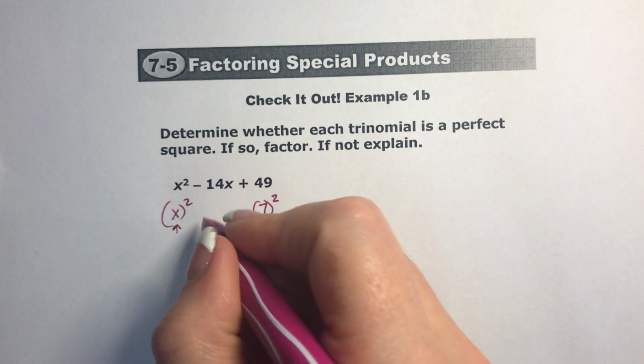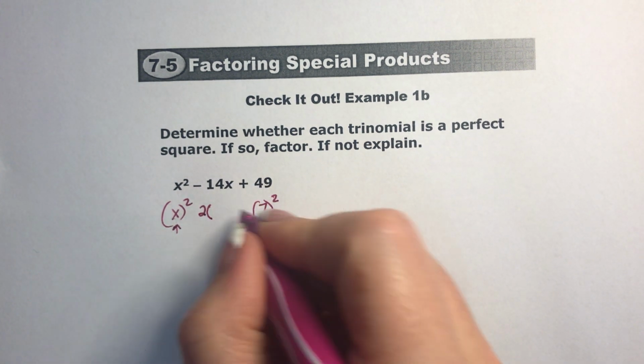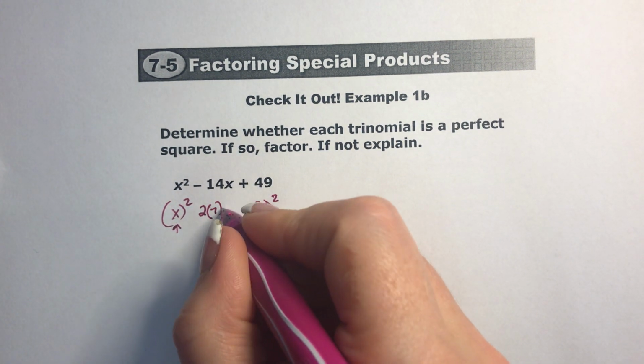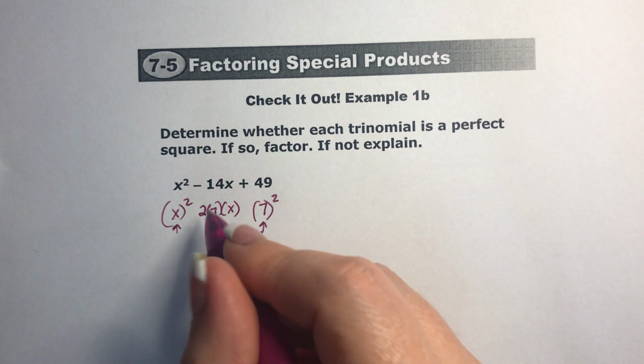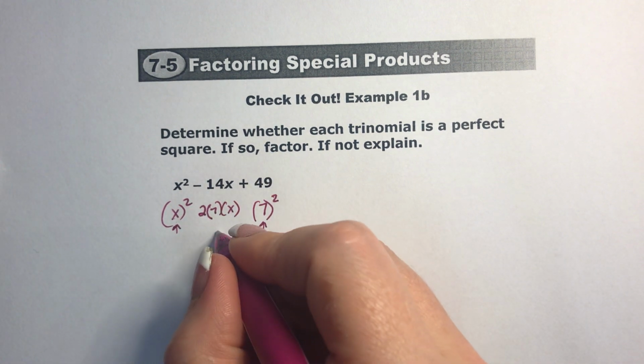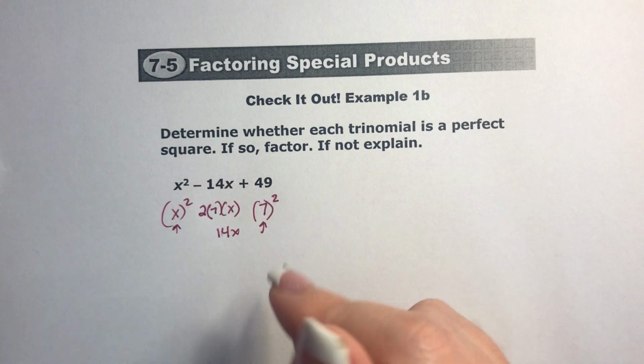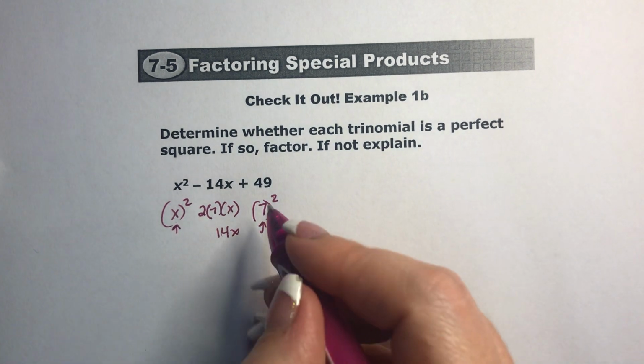So for 14, it's 2 times one of these and one of these. So 2 times 7 times x. 2 times 7 is 14, 14 times x is 14x. And it is the same thing. That's perfect, so we can go ahead and factor it.